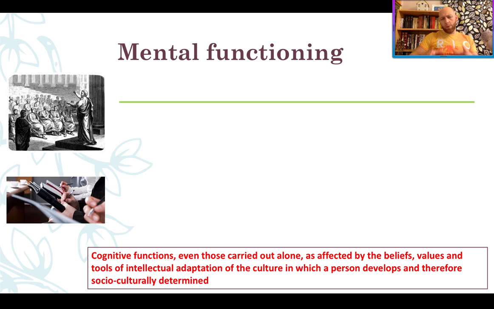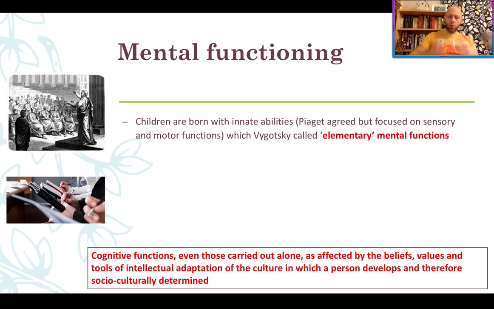What he does agree with Piaget on is, broadly speaking, that children are born with certain innate functions or abilities, and the abilities he highlights are slightly different from the ones that Piaget focused on. So Piaget was interested in things like sensory motor functioning, whereas Lev Vygotsky is interested in what he calls elementary mental functions. And these are functions that we, as cognitive psychologists, are quite comfortable talking about, such as perception, attention, memory. So babies are born with these functions.